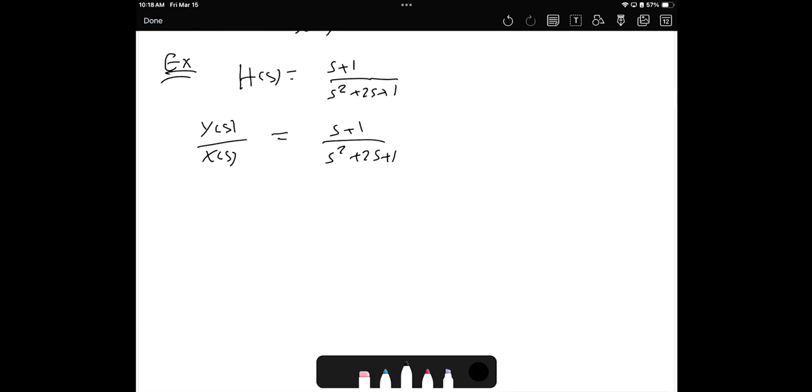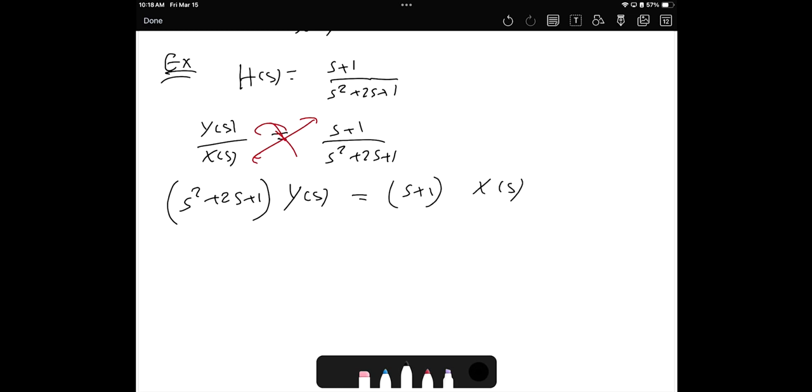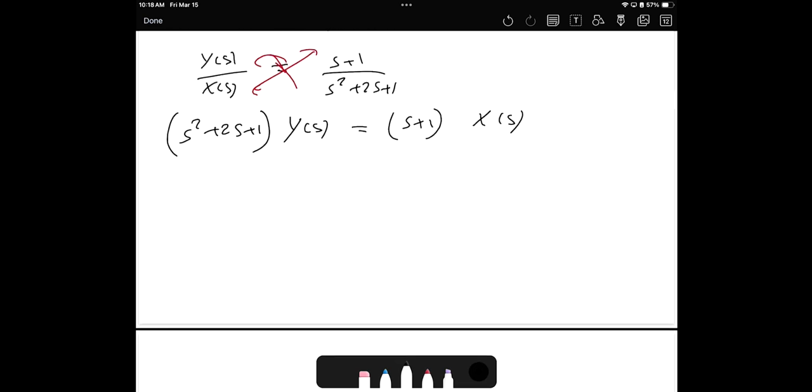Then let's do the multiplication for each part. Multiply this side with this side, this side with this side. So this yields (s squared plus 2s plus 1) times Y of s equals (s plus 1) times X of s. Okay, does this make sense? Then we can say that s squared times Y of s plus 2s times Y of s plus Y of s equals s X of s plus X of s.